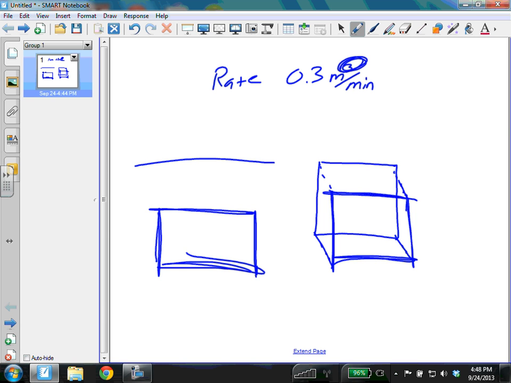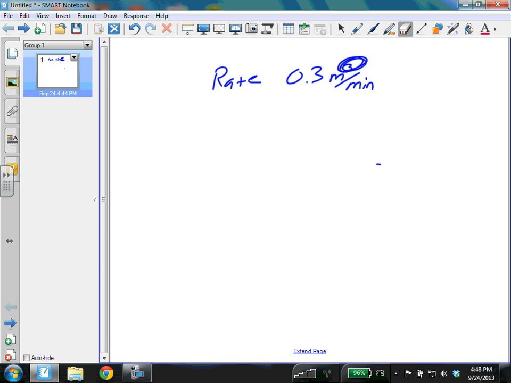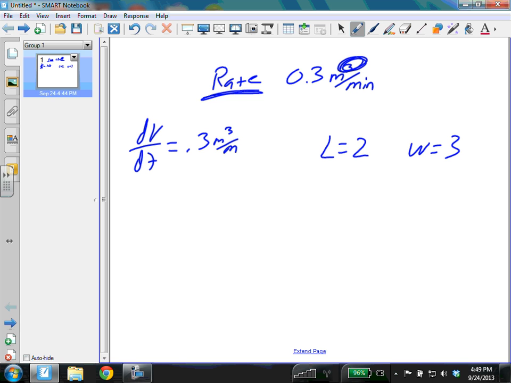So when you see this meters cubed per minute, that meters cubed is your clue that what you're talking about right now is a volume, and it's a rate. So this is a change in volume with respect to time. Now we were given the dimensions of the bottom as 2 and 3. So I'm going to call the bottom dimensions a length and a width. I'm going to call the length 2, and I'm just going to call the width 3.